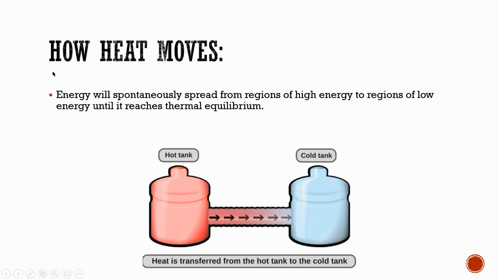Now, how heat moves. Heat or energy will spontaneously spread from regions of high energy to regions of low energy. So it's trying to reach what we call an equilibrium or a balance. Now, to do this, heat will always move from hotter areas to colder areas. So areas of high energy to areas of low energy. So always hot to cold.